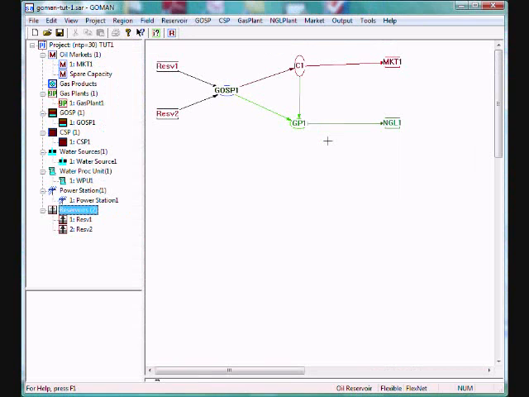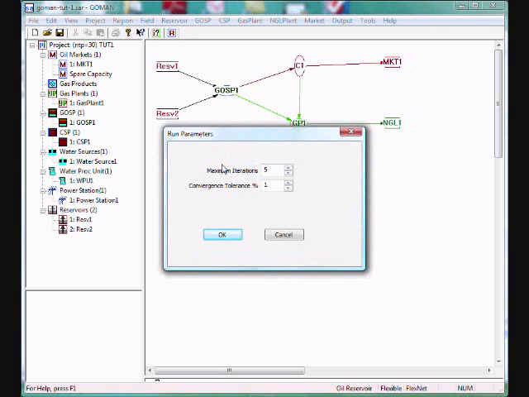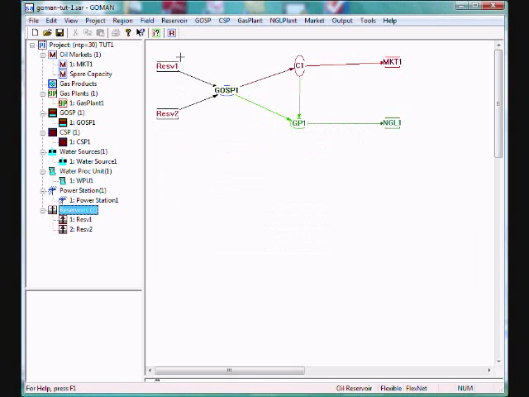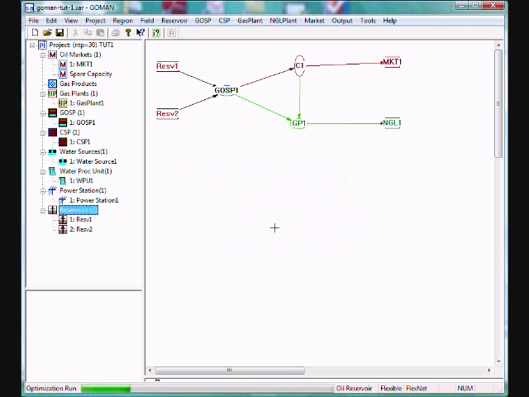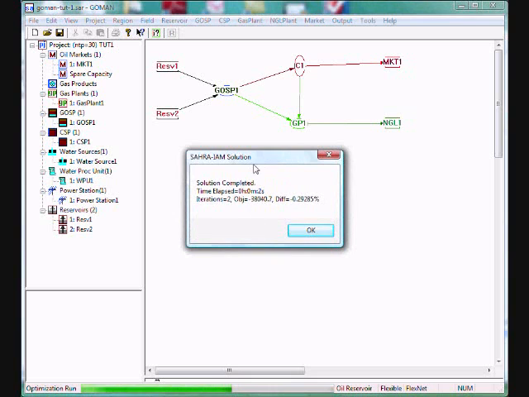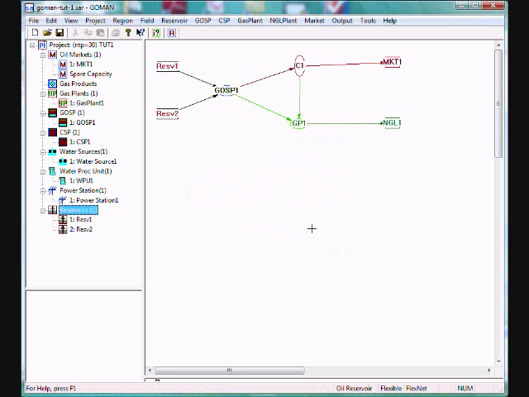Once we have defined the market parameters, the next step is to define the parameters to start a run. So we'll click here on the I icon on the toolbar to define the maximum number of iterations and the convergence tolerance for the optimization run. Next, we'll click the R icon on the toolbar to start a run. As we can see, Goman solves this problem in a matter of 2 seconds. And once we finish the run, we can start looking at the results.